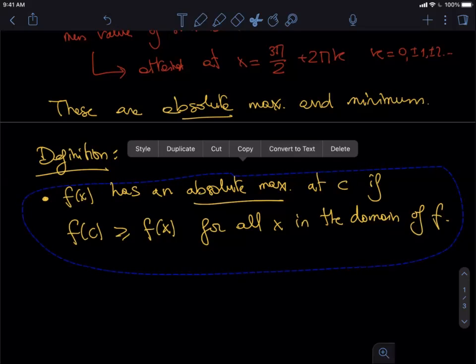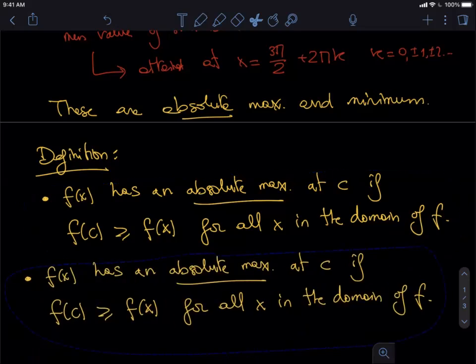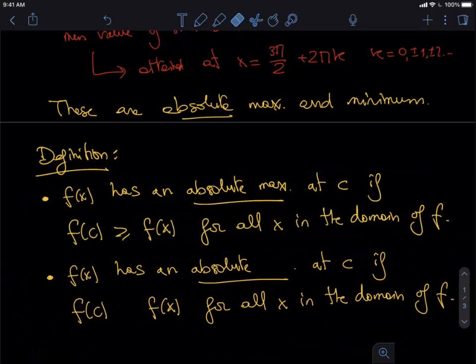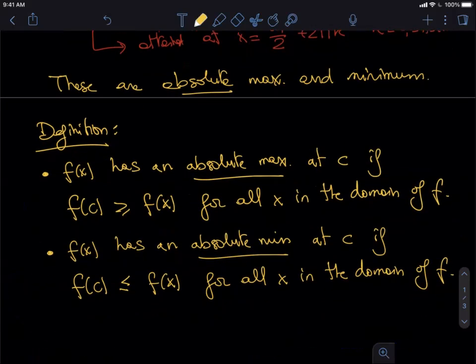Let me copy paste. So the changes are just the sign here, right? So it's an absolute minimum if f of c is less or equal than f of x for all x in the domain of f.